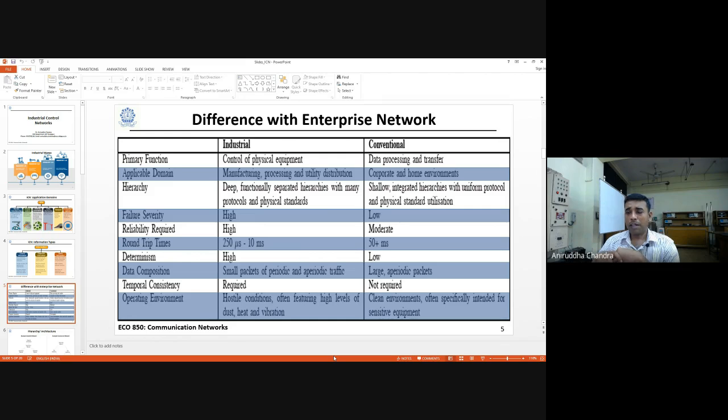But when we consider the data composition, well, the data composition is completely different. In enterprise networks, we are dealing with big files, database updates. So we have very large and aperiodic data. That means they are not coming regularly. Sometimes you are downloading a big movie, so you have large chunks of torrent files, sometimes nothing. So that's the conventional.